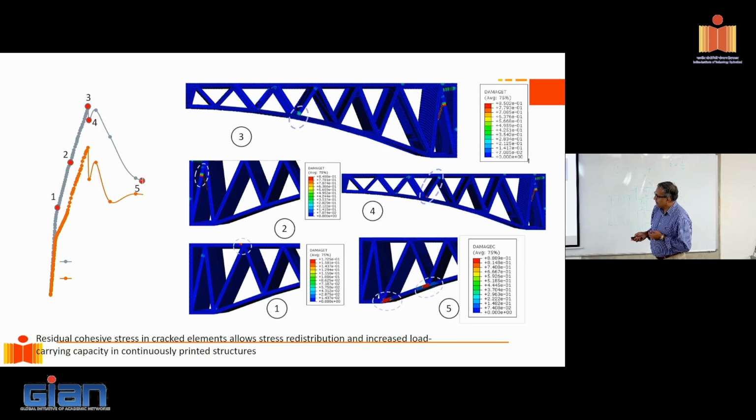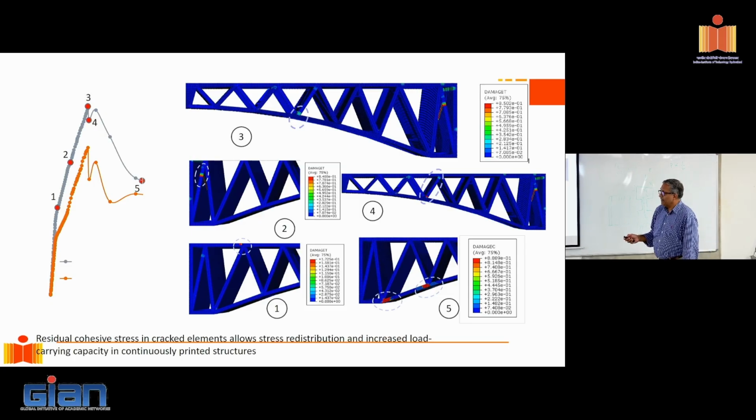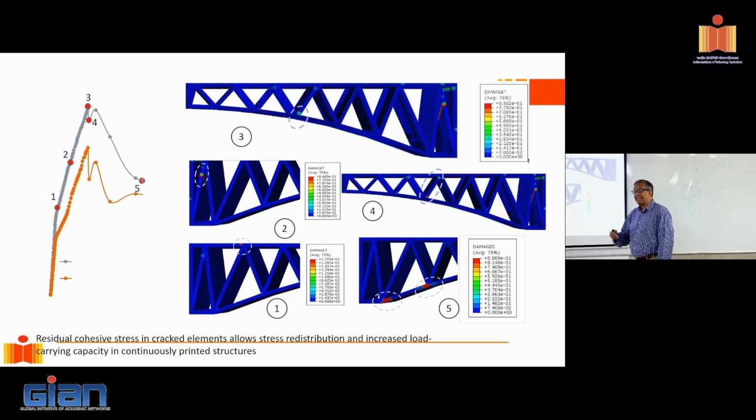So this is the response of the bridge. I don't know why this is not coming up. Sorry. So this is the response of the bridge that we analyzed just to understand how it would fail. Now, initially at this point 0.1 is where small tension cracking happens on the top filament. Okay, then more and more cracking happens as it builds up to 0.3. So what is happening from 0.1 to 0.3? More elements are getting cracked.